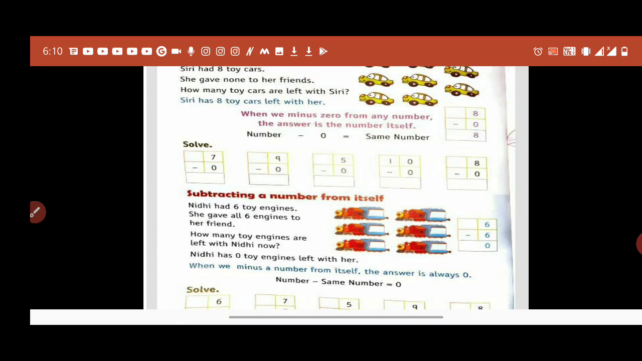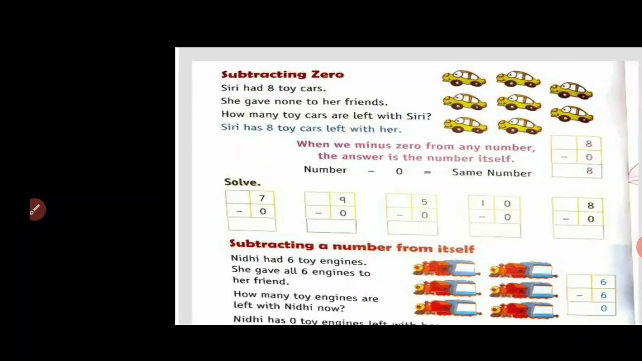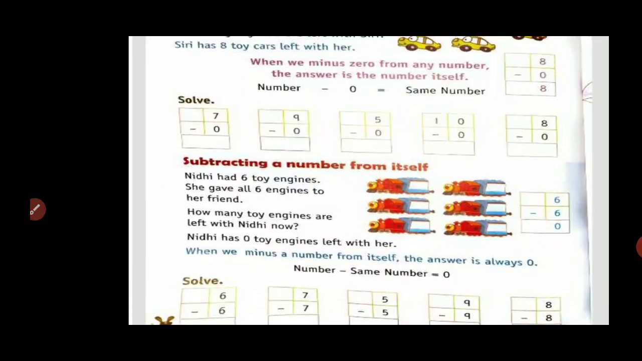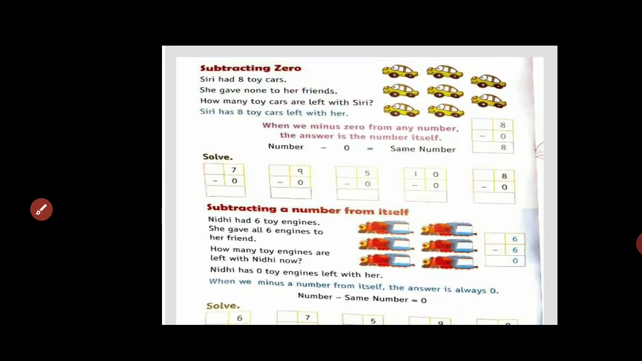We have to subtract a number from itself. Okay, children? Let's do it. We already know that whenever we minus a number from itself, the answer is 0. So 6 minus 6? 0. Right? 7 minus 7? 0. So this is the way you have to solve all these questions.